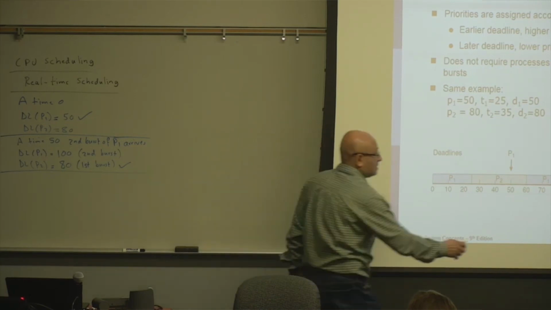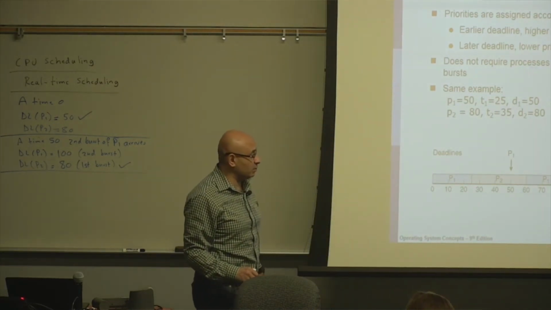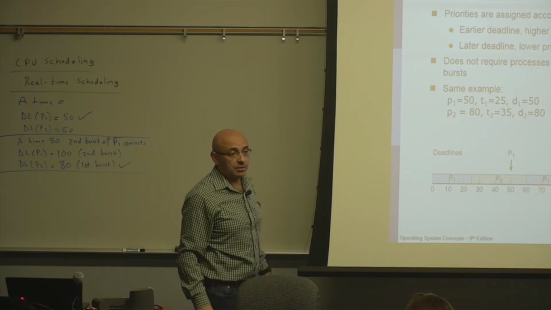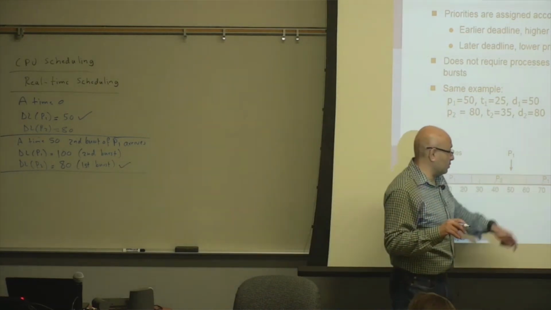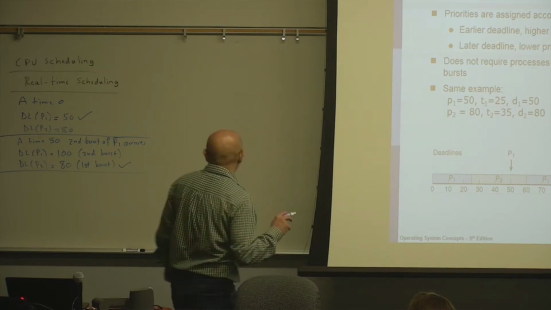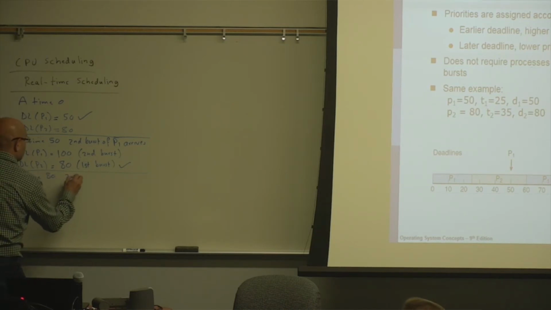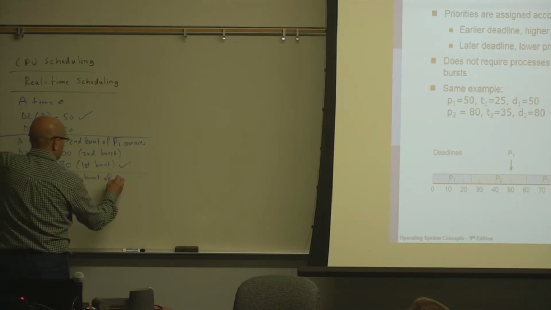Now, at time 60, the system will have to make a decision, but it has no choice. It has only one process in the ready queue, which is P1. So it's going to give the CPU to P1. So that's an easy decision. There is only one choice. Then at time 80, the system will have to make a decision again. At time 80, we have the second burst of P2.